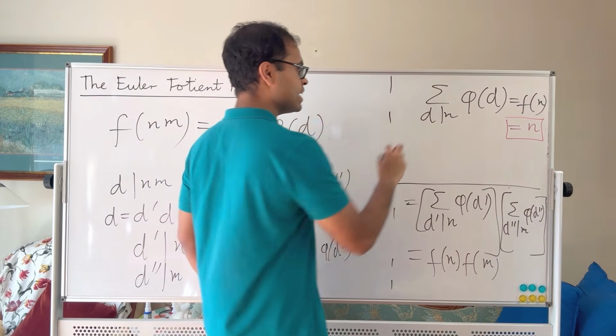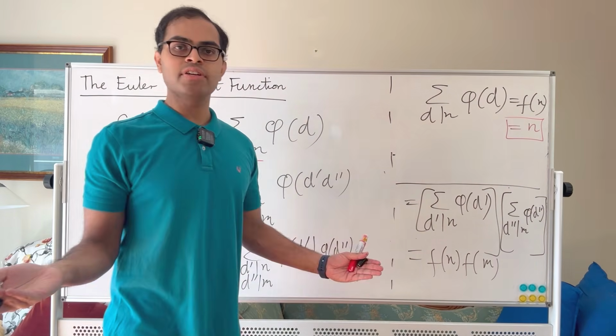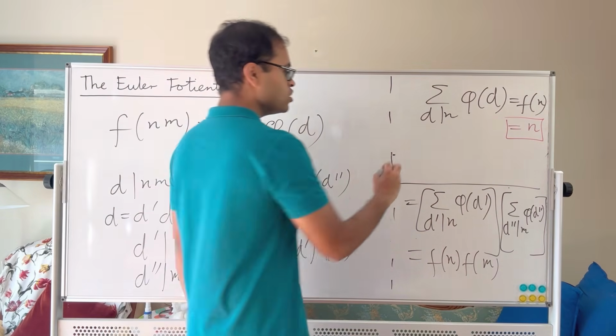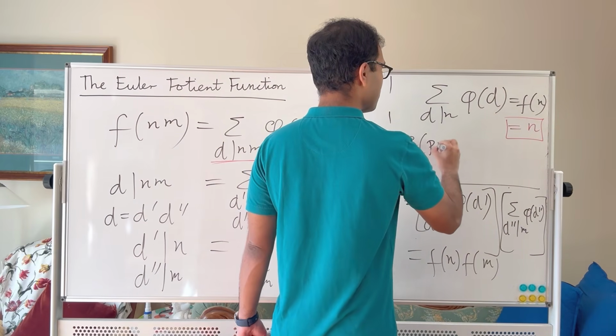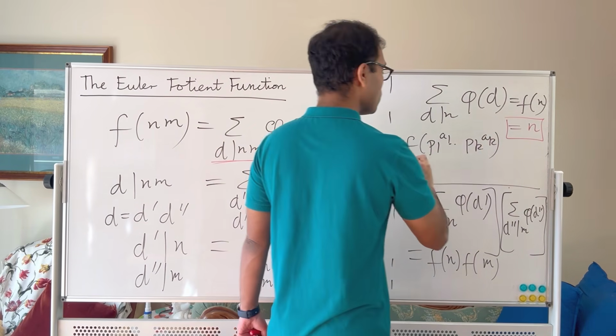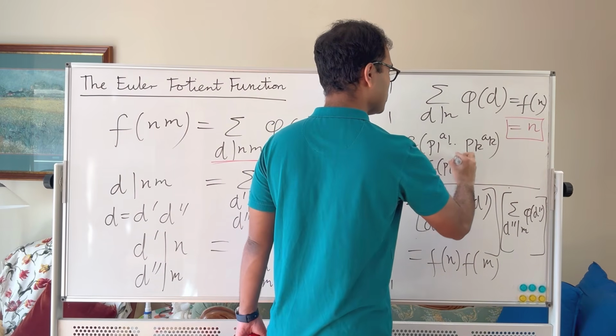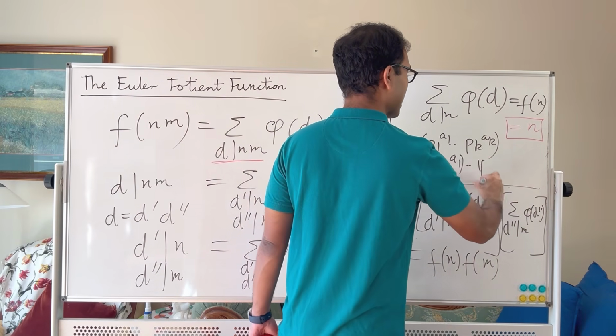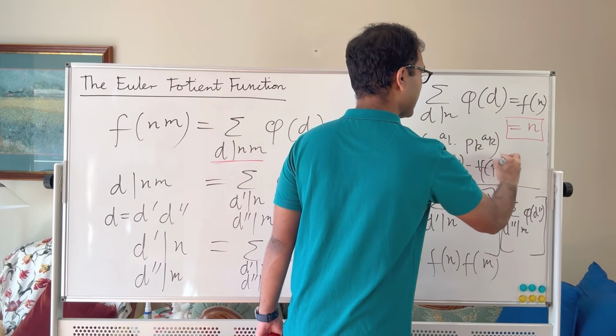We can now calculate that f of n is the sum over d dividing n of phi of d. We want to show it's equal to n. So we just note that any number n is p1 power a1 dot dot dot pk power ak. And because f is multiplicative, this is going to be f of p1 power a1 dot dot dot f of pk power ak.